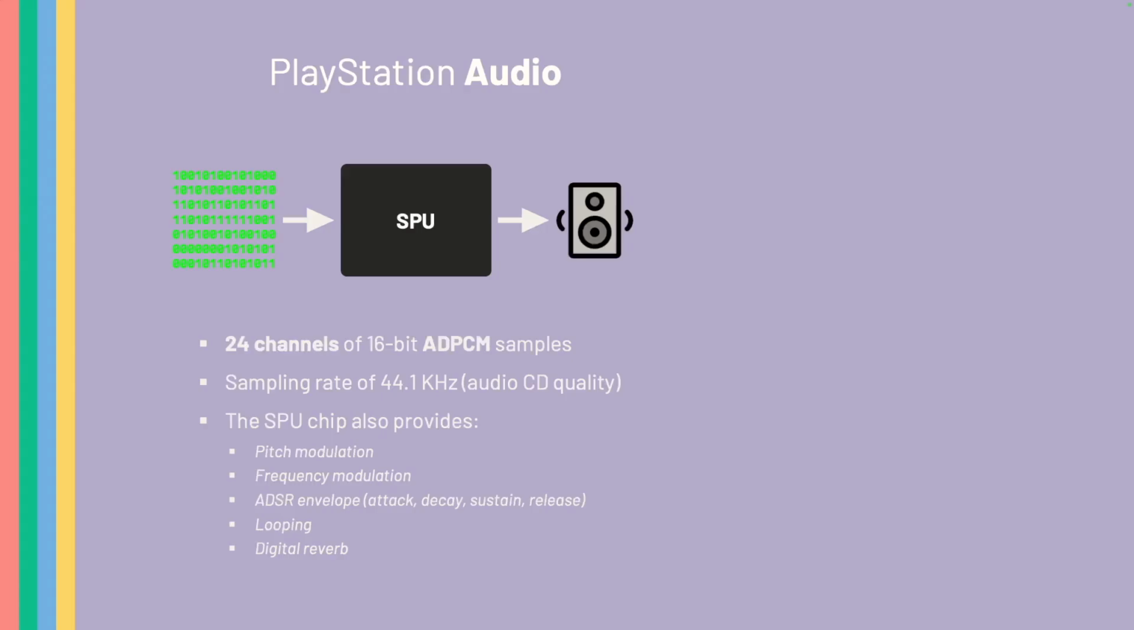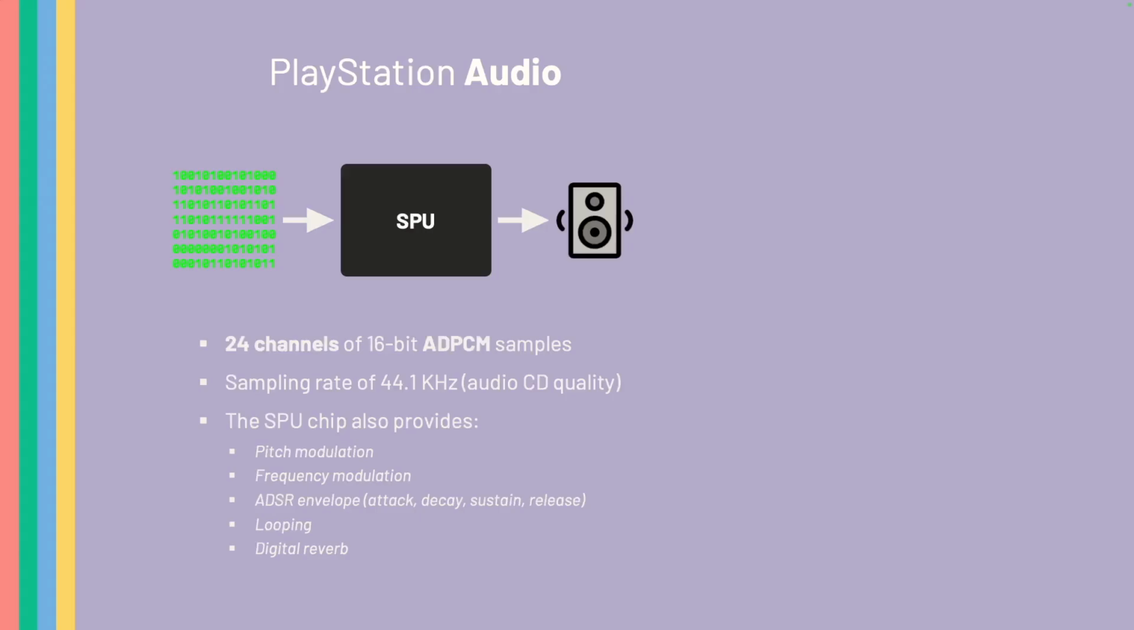We have also the effect of ADSR envelope, and ADSR is the acronym for attack, decay, sustain, and release. So we have this envelope of what happens whenever we play a sample. So what is the attack effect, the decay of the sample, the sustain effect of the sample, and also the release effect of that sample. So we have ADSR envelope configuration as well. We also have effects of looping and digital reverb, which was also very important for the PlayStation.